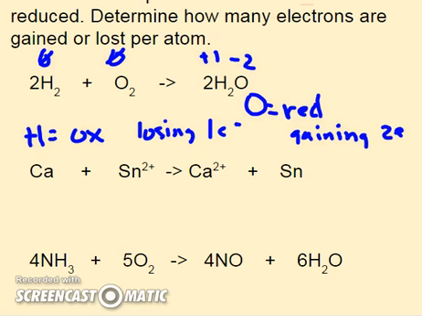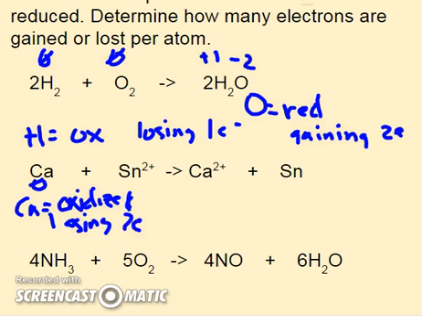On the second one, Ca goes from 0 to +2, so I can tell that calcium is being oxidized, and in this case it is losing 2 electrons. Tin, on the other hand, is going from +2 to 0 over here, so it's being reduced and it's gaining 2.